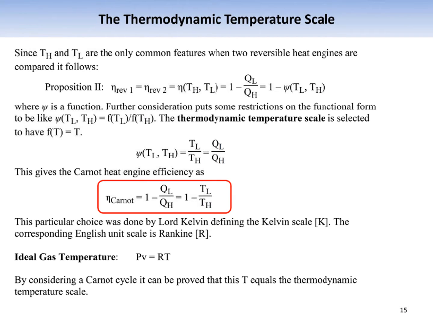Now we have the formulation to be made for calculating the Carnot efficiency. Carnot efficiency is the maximum efficiency that a reversible thermodynamic cycle can achieve. So whenever we talk, it is not 100%, but it is the maximum efficiency that we can achieve.